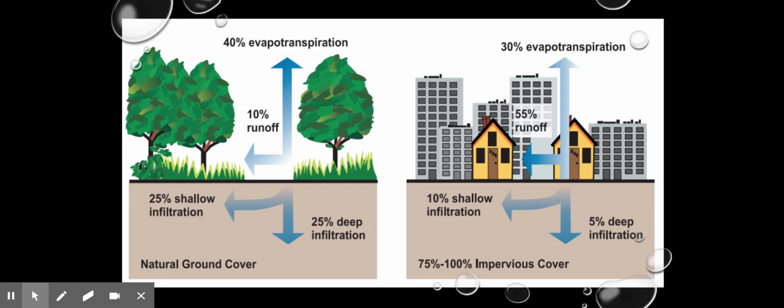And then look on the right, you've got 75% to 100% impervious cover, which means pavement or something the water has a hard time getting through, like a concrete sidewalk. So I've only got 10% shallow infiltration and 5% deep, 55% runoff, quite a lot more, 30% evapotranspiration.